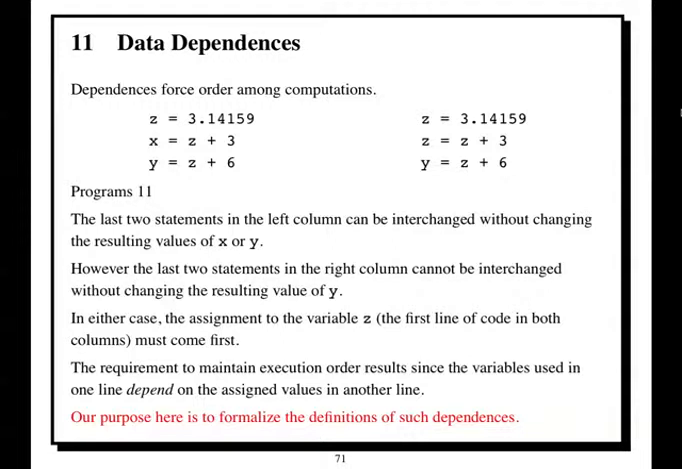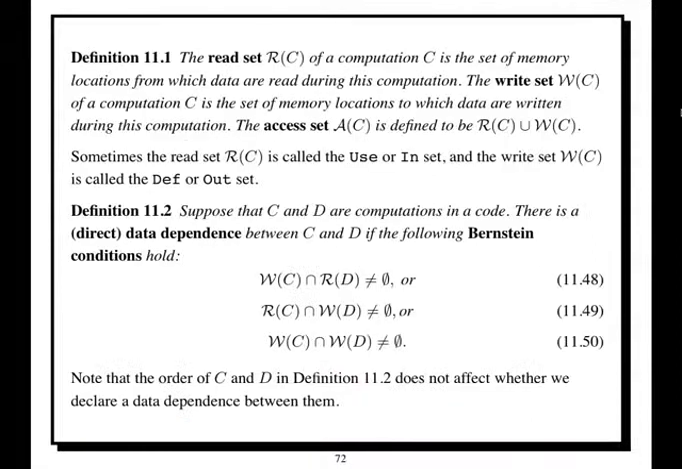Here, there is no dependence. This statement and this statement could be executed independently. This one has to be executed first before this one is valid, in the usual interpretation of that. Okay, so what I want to do is formalize the definitions of this sort of dependence. And this is classical stuff.